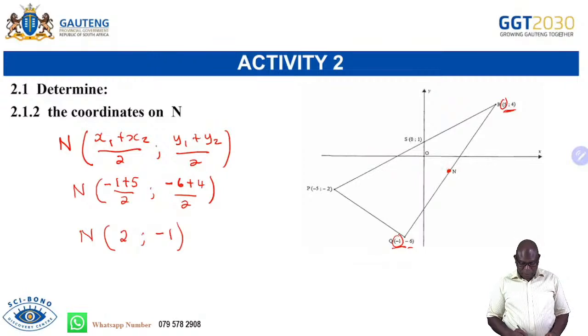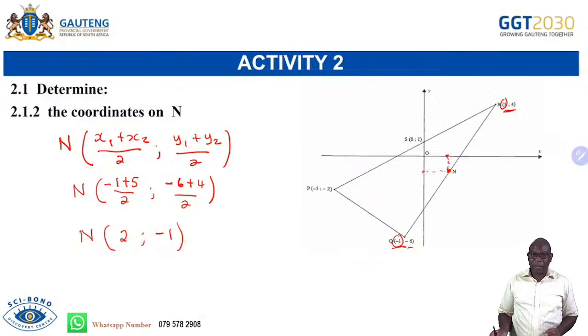Can the value of x be 2? Yes, it can be 2 there because it's on the right-hand side of the x-axis. Can the value of n be negative 1? Yes, because it is just down here. So that's how I make sure that my answers are correct.